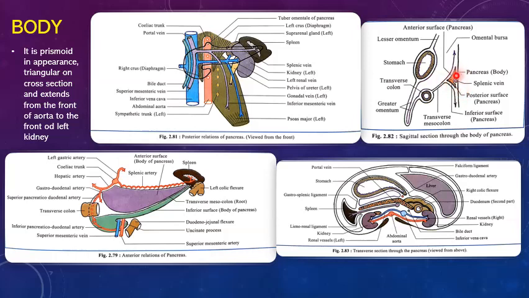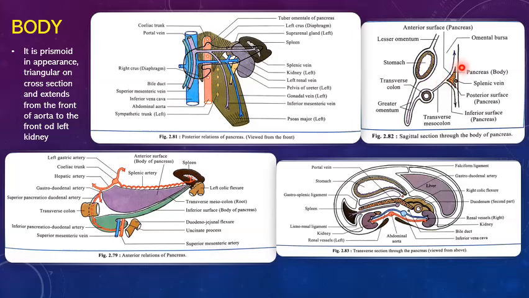This triangular area represents the body of the pancreas. This image is the sagittal section through the body of the pancreas. In that, the body has this triangular shape. So what are the presenting parts? There are three surfaces: anterosuperior, inferior, and posterior, and three borders. So what are the three borders? A superior border.